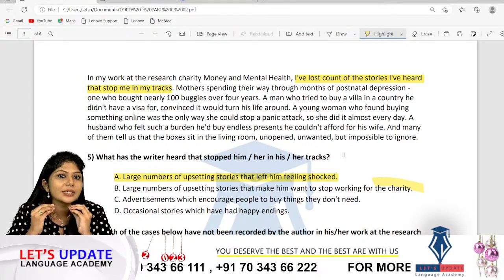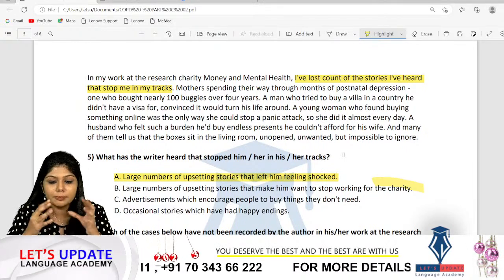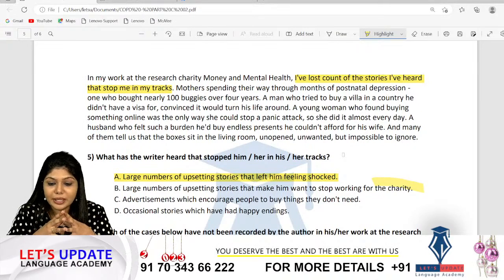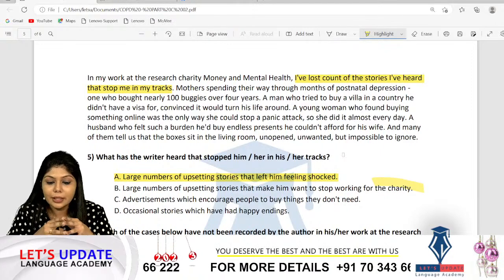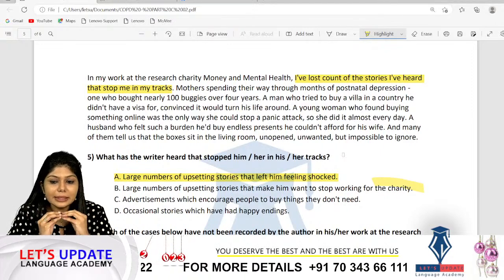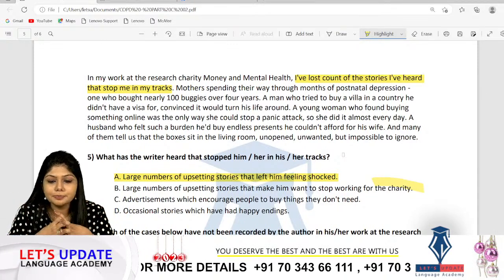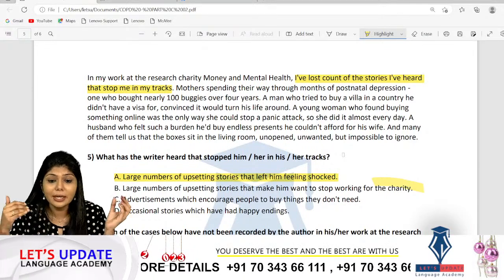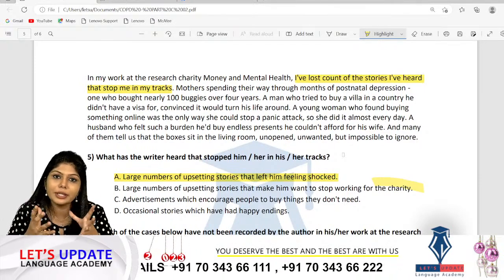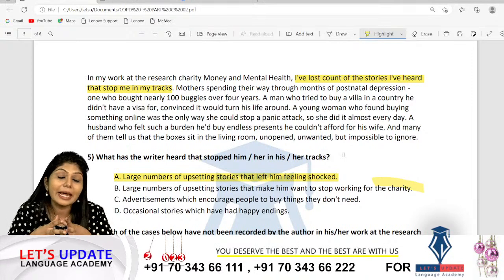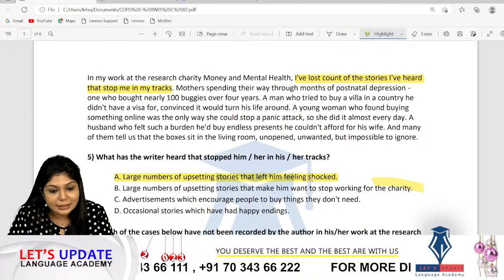That is, he just got shocked or upset or surprised by these kind of stories that were coming his way. But that doesn't hint that he wants to stop the charity work or anything, right? It is just hinting that he heard a lot of upsetting stories. We get that kind of implication when we go through the stories that they have mentioned. These stories have shocked him, and because of which it had him stop in his tracks. So that is why your answer is A.